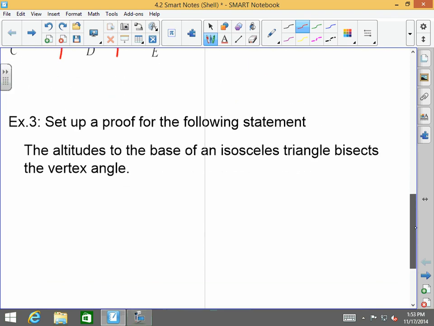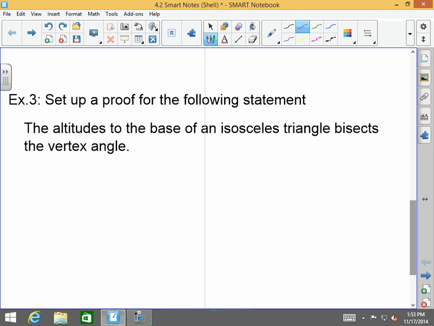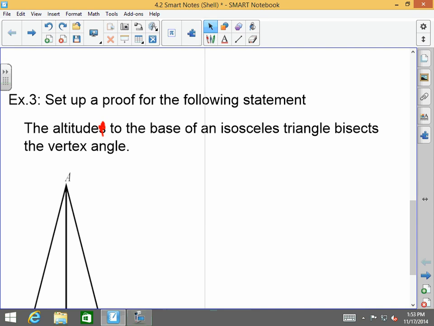All right, let's continue. Set up a proof for the following statement, please. The altitude to the base, and I shouldn't have said plural. It's more the altitude. There aren't altitudes to a base if it's isosceles. The altitude to the base of an isosceles triangle bisects the vertex angle. Okay, again, draw an isosceles triangle and draw an altitude.